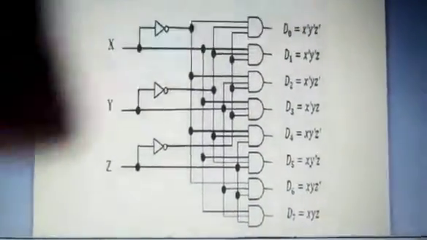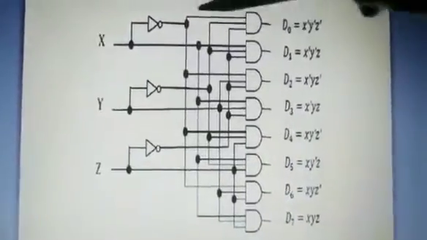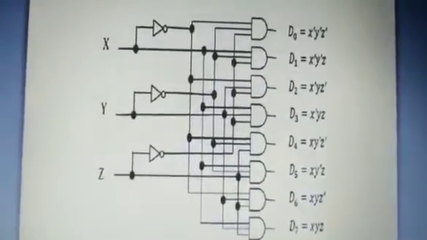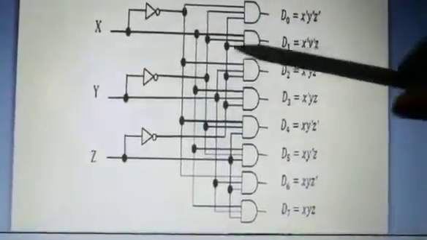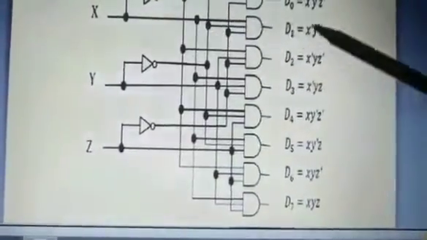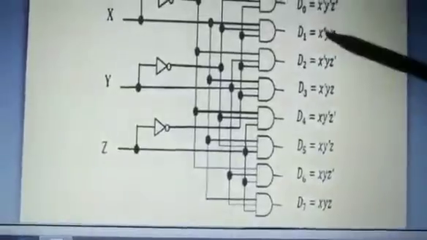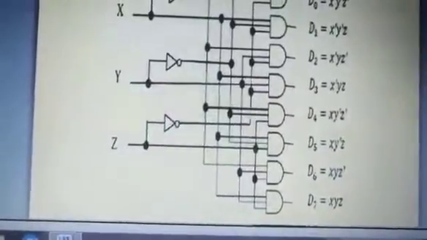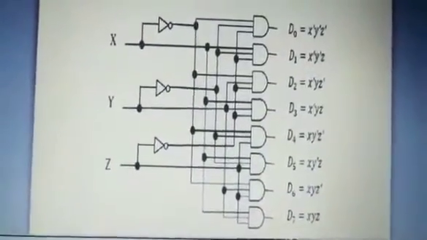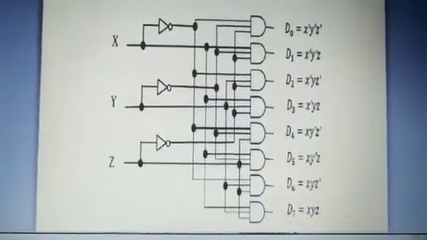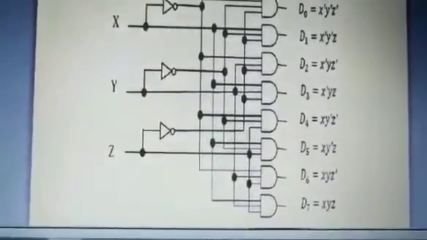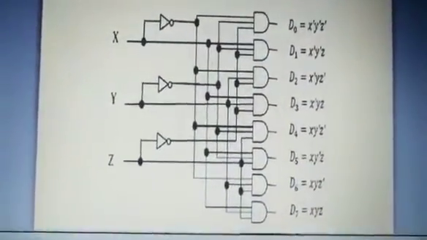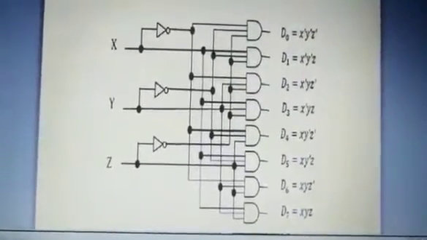So for D0, what will happen? For D0, I am taking the x bar value, the y bar value and the z bar value. For D1, what am I taking? The x bar value, the y bar value, and for z only the single z value. D2, D3 are done in the same way. If you implement the whole circuit of the 3x8 decoder depending upon the Boolean expressions, it looks like this.